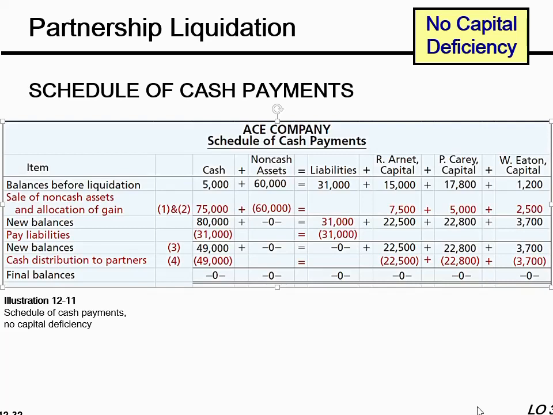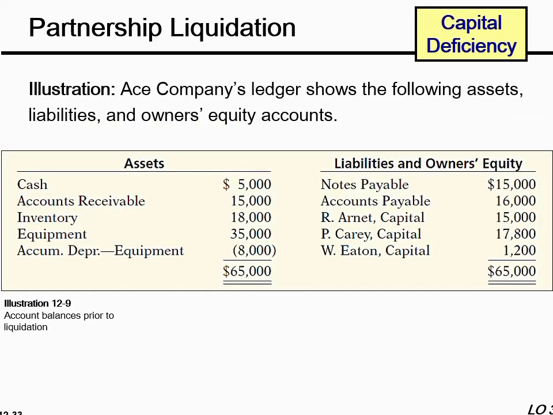This was the simplest case in which no capital deficiency was there. You were able to sell your non-cash assets at a gain, and then the gain was also distributed to the partners, and then ultimately partners get their claim back from the business. Now let's see a different case in which we have a capital deficiency situation.